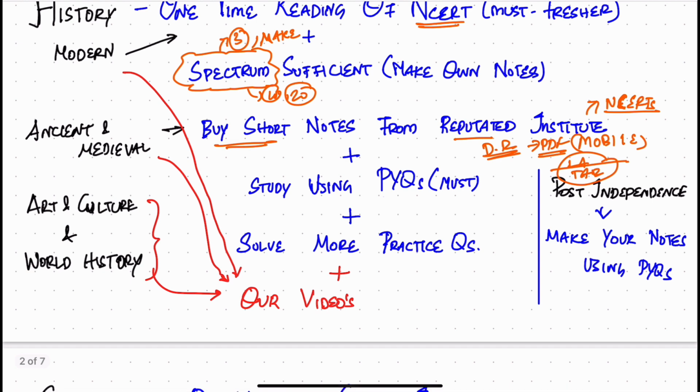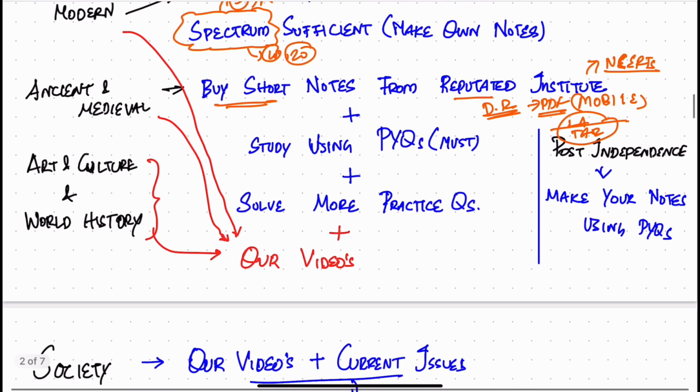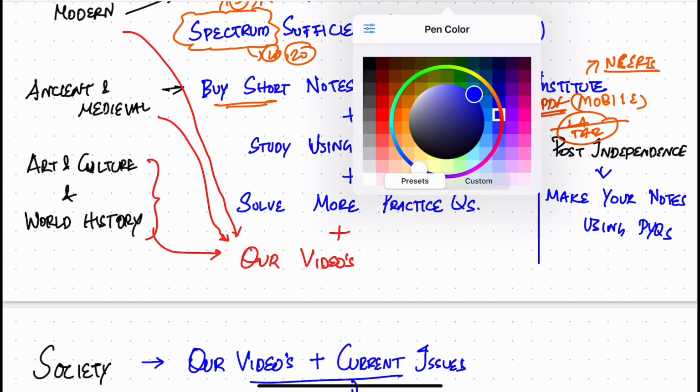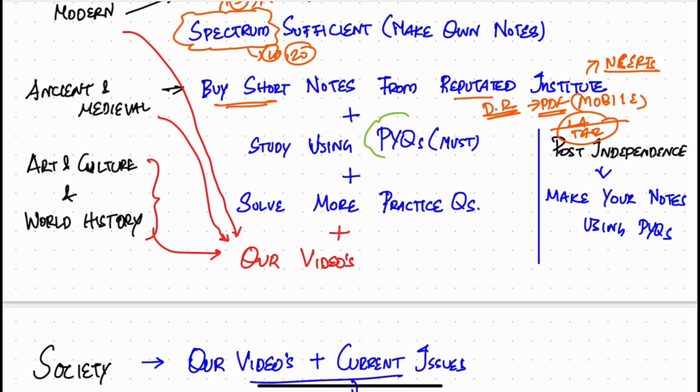So for next reading you just have to read the highlighted content. So for ancient and medieval, buy a short notes, and what's the next important thing? You have to analyze the PYQs for medieval and ancient, because the recent trend is they are asking terminology.